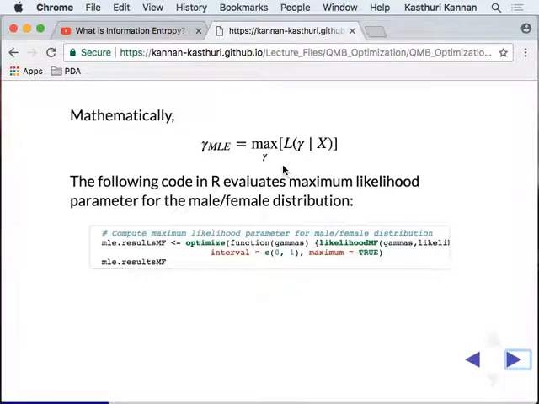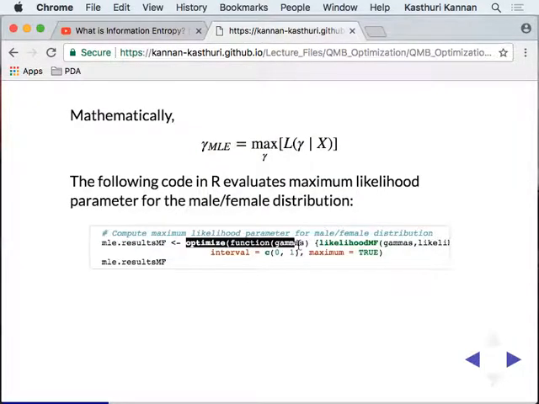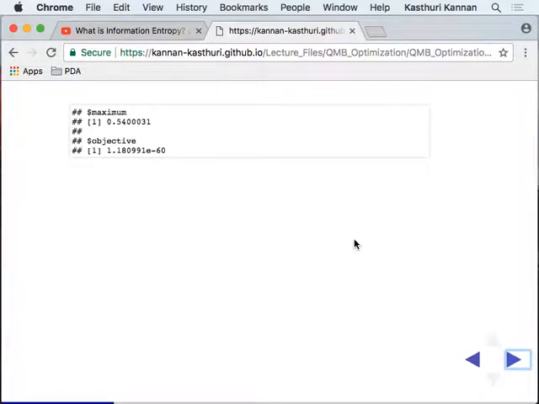So mathematically, we can try to find gamma by maximizing this likelihood function, right? It can be simply evaluated using what is known as the optimize function in R. So I'm supplying lots of gammas here and computing the likelihood from this. If you do that, we get around 0.54.